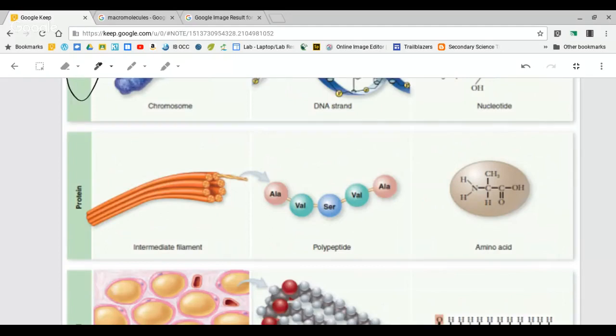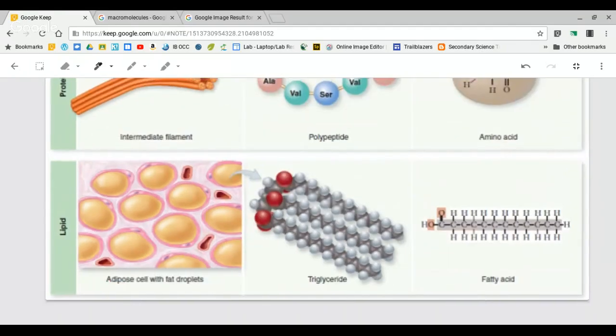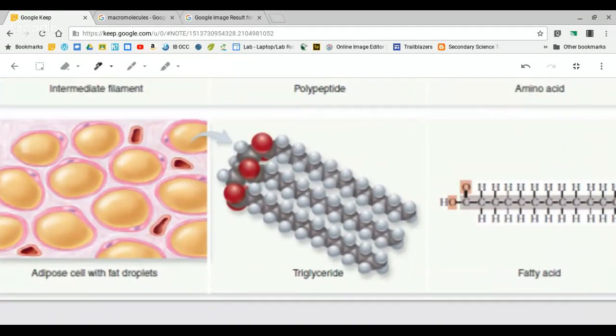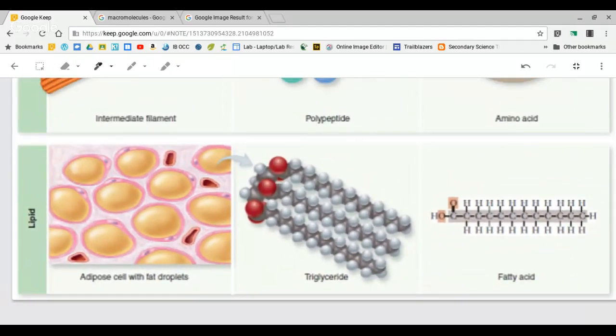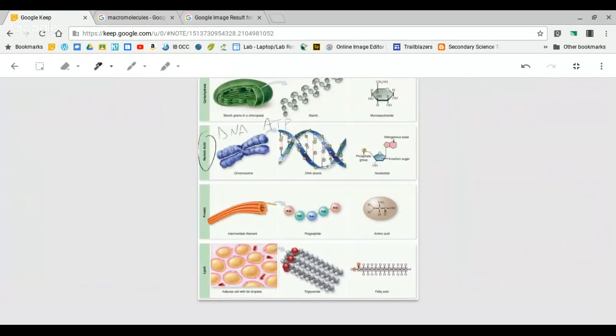Proteins are also enzymes, so they help perform reactions in your body. And then lipids help store energy in the form of triglycerides, fats. They also help make your cell membranes. That's the main function of lipids, helping make your cell membranes and storing energy as fat.